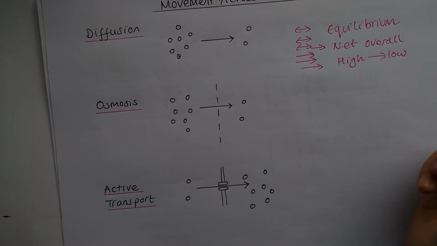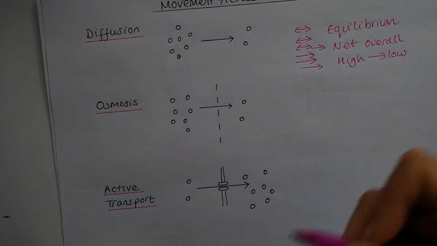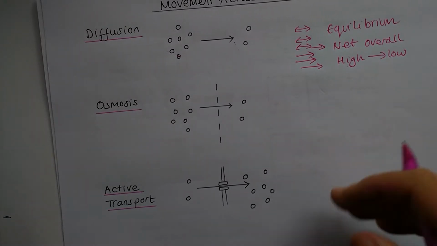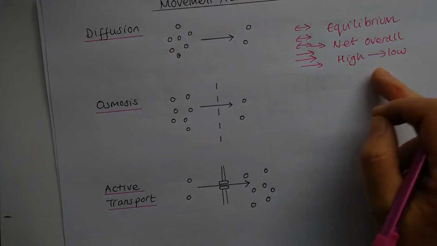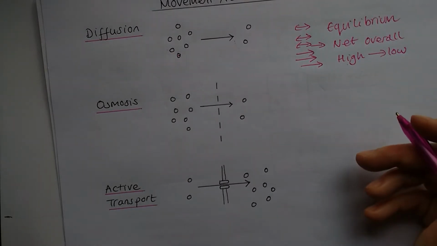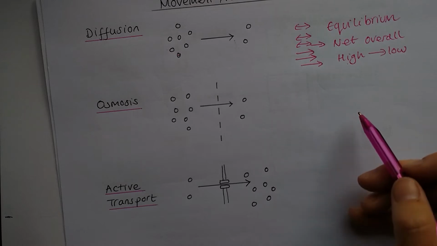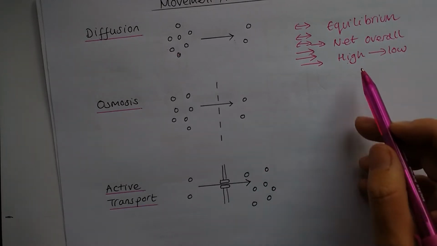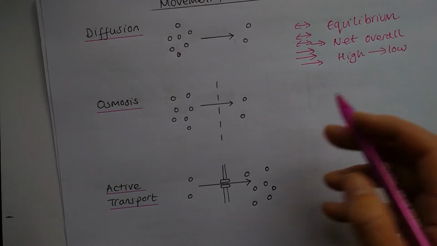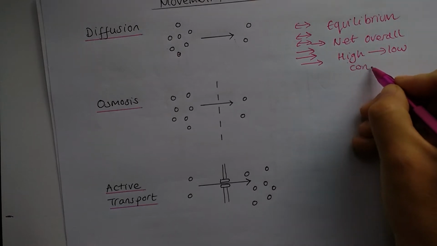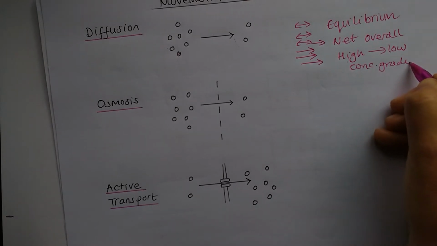This is things like gases in the air, in the lungs, gas exchange. Lots of diffusion happens all over the place. Osmosis is a special type of diffusion, and again it's along a concentration gradient. So here, from high to low, we say that's a concentration gradient.